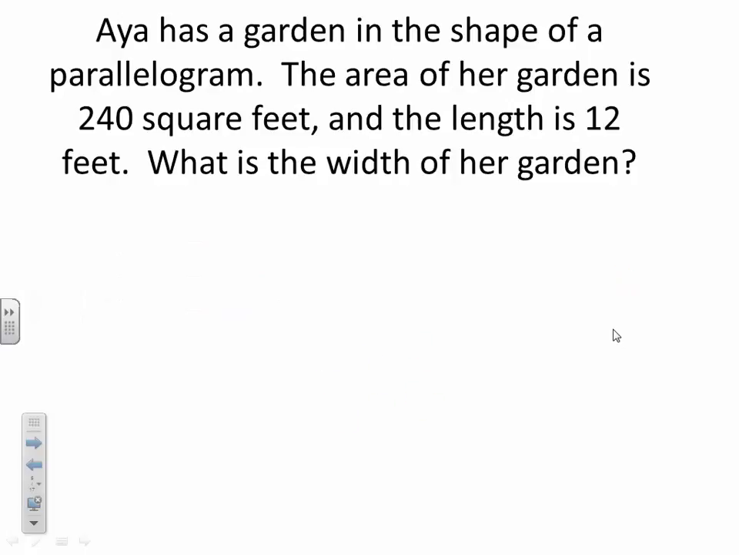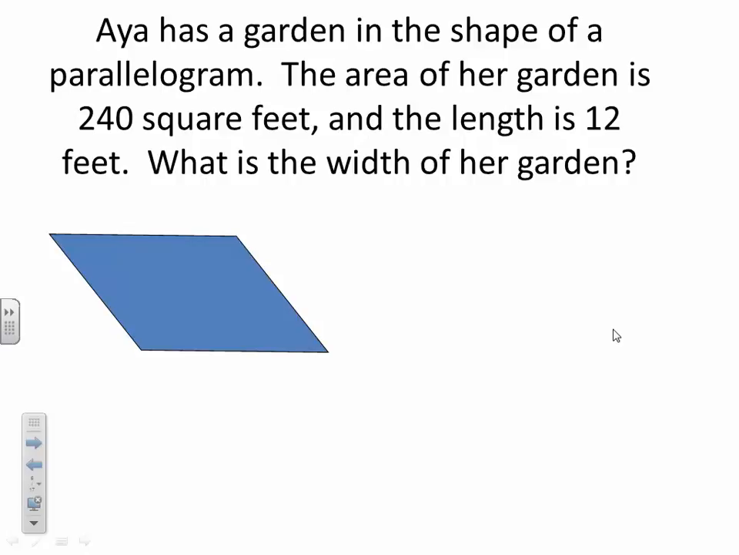Aya has a garden in the shape of a parallelogram. The area of her garden is 240 square feet. The length is 12 feet. What's the width? Well, first statement says she's got a garden in the shape of a parallelogram, so I would have drawn that. Now we need to label it. Area of her garden is 240 square feet. So they're telling us what the area is. So the area is the inside. So if that's the case, I better label this inside it. The length is 12 feet, so I'm going to label this 12.